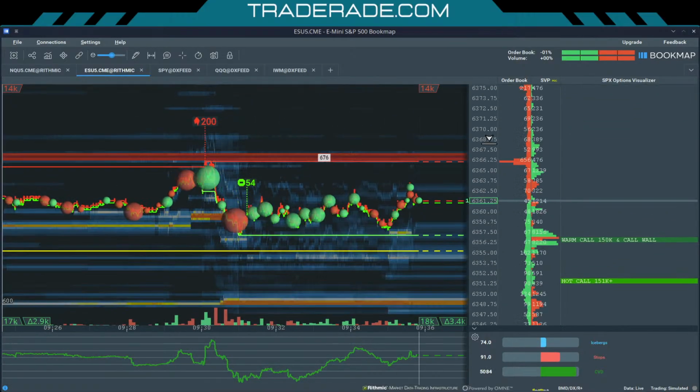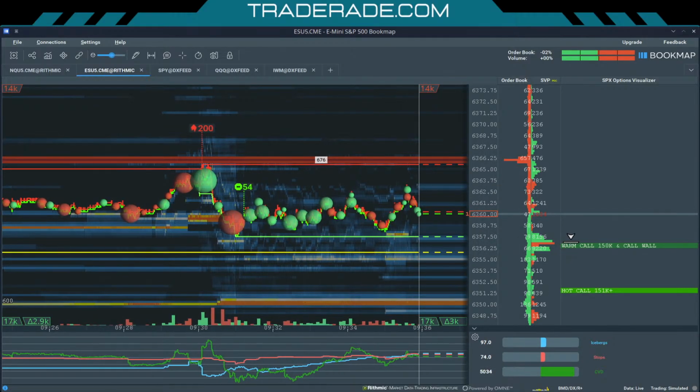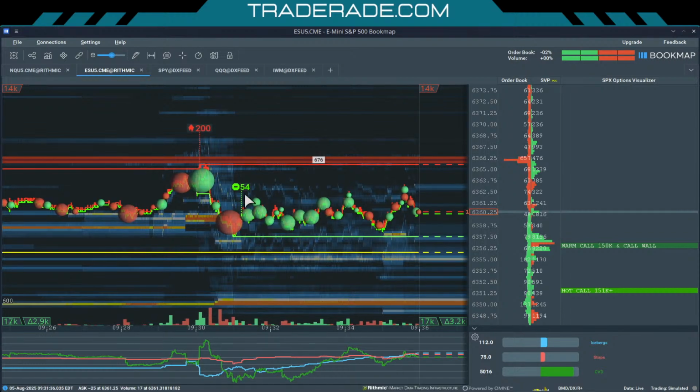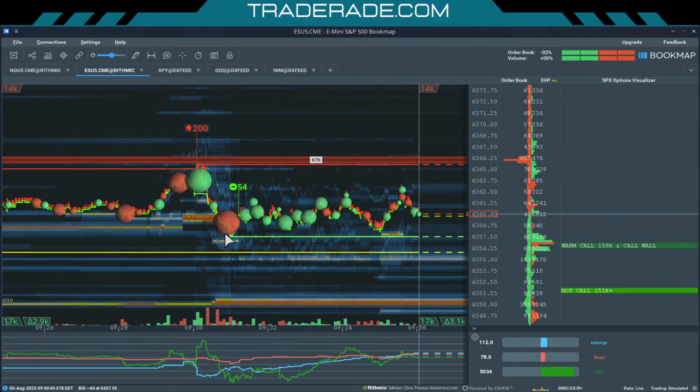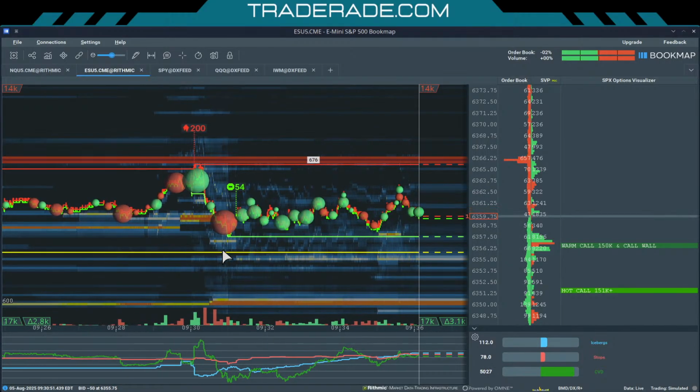An overall somewhat heavy start to the day. Now we're consolidating. Kind of funny to see that 54 stop out. Like this was the low and then a short stopped out right here. I guess they were very sensitive to an upward move of price.